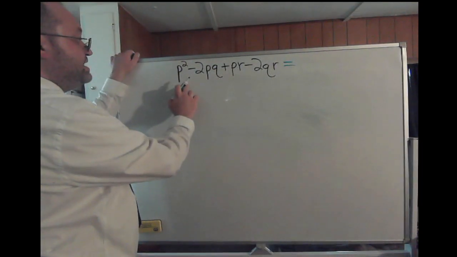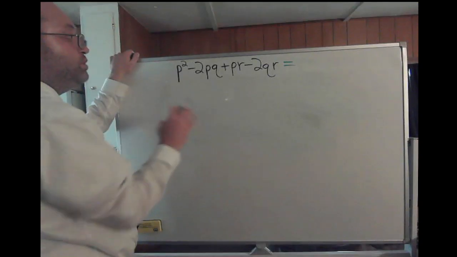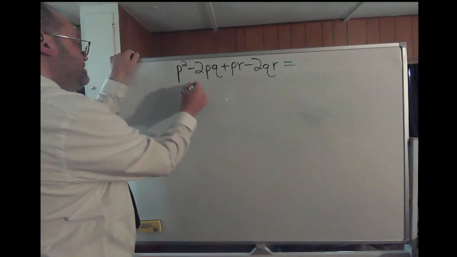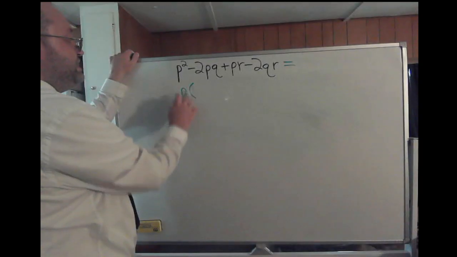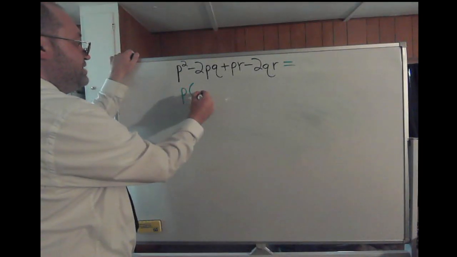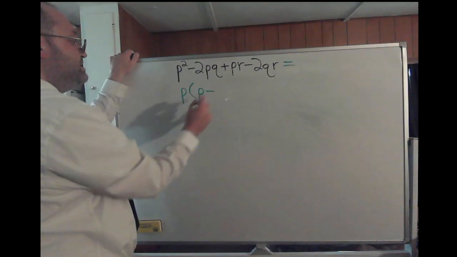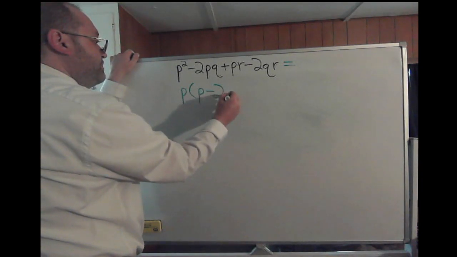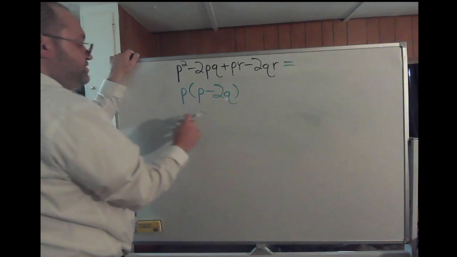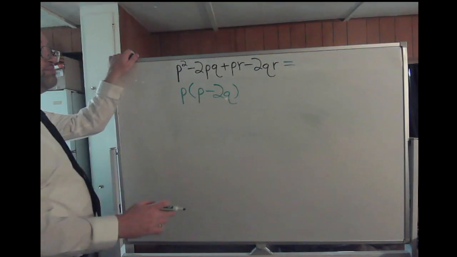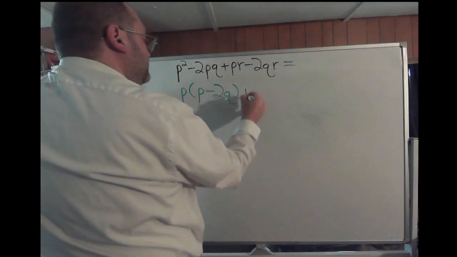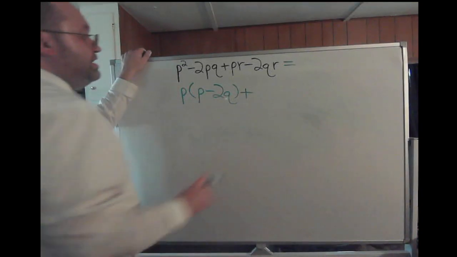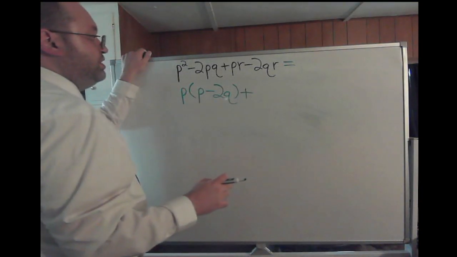Between p to the second and then negative 2pq, what do they have in common? They have a common p. So factor the p out. P times what equals p to the second? That'd just be p. Minus p times what equals 2pq? That'd just be 2q. So so far you got p times the quantity of p minus 2q plus, let's deal only with the second two terms now. You got pr minus 2qr.